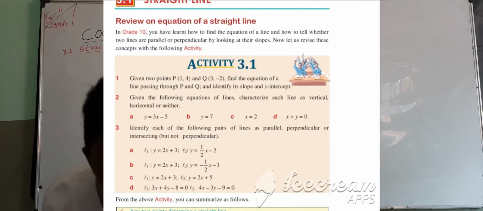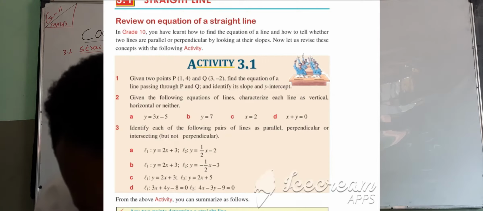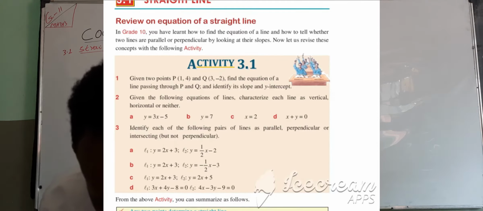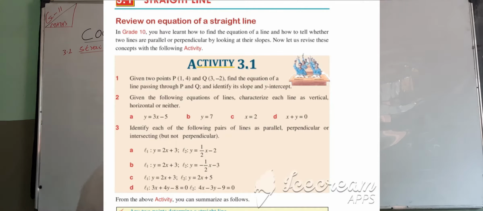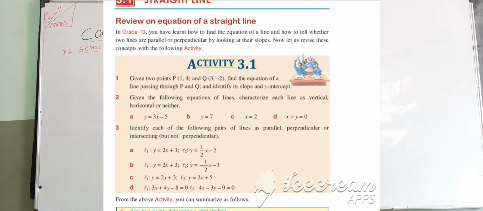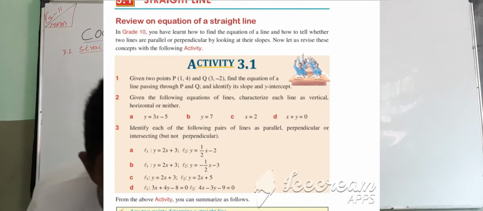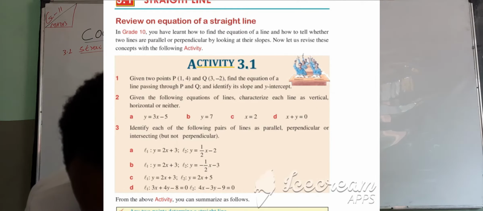In grade 10, you have learned how to find the equation of a line and how to tell whether two lines are parallel or perpendicular by looking at their slopes. Based on their slopes, we can identify whether two lines are parallel or perpendicular.